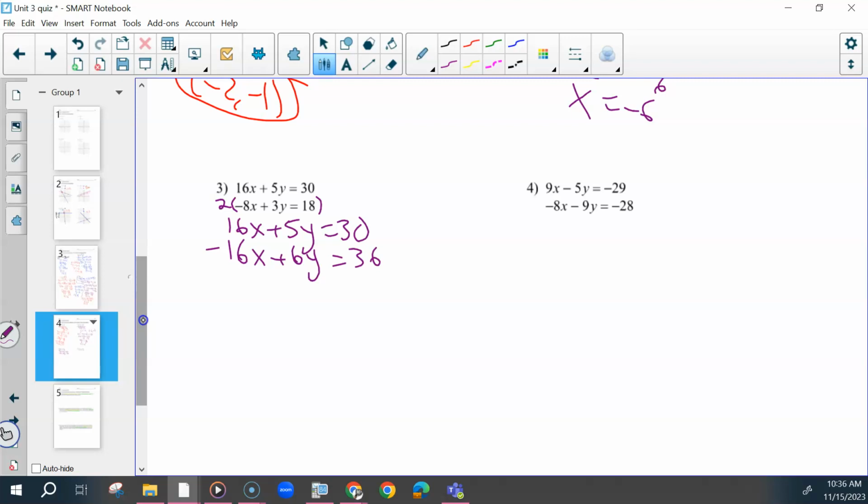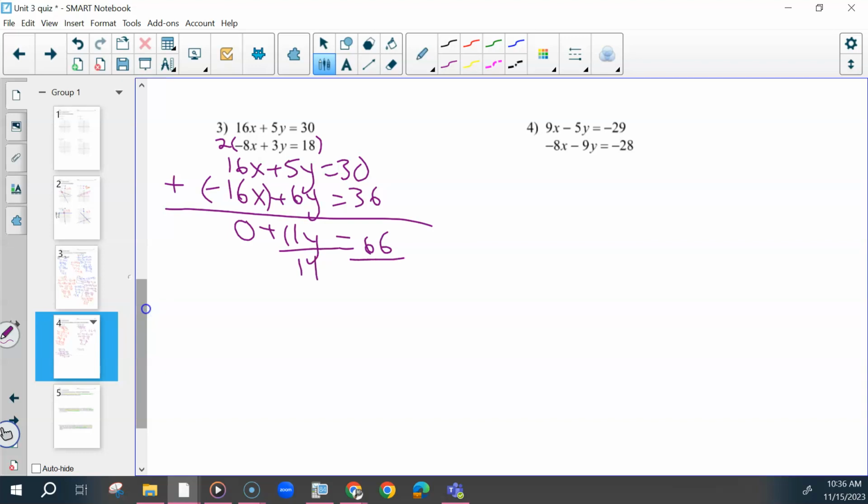Because I only multiplied by 2, in order to eliminate these, I would add the 2 equations. So this becomes 0, this becomes 11, this becomes 66. Isn't it -66? No, because I added 30 and 36. This was -16x, but I'm adding it. If you multiply by -2, all your things would be a little different than mine. So y would be 6.